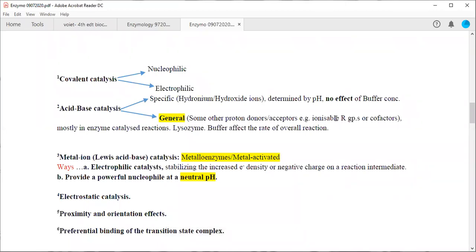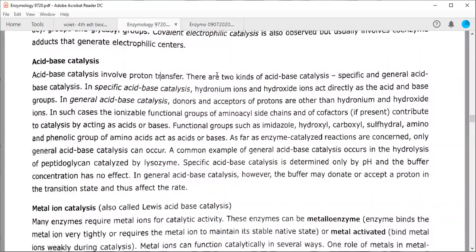These are generally the ionizable R groups or the cofactors within the protein or enzyme, mostly in enzyme catalyzed reactions. But buffer concentration is going to affect the rate of reaction in general acid-base catalysis. Okay, so this is the basic difference. This is all written in your Pathfinder also. If you look into this, there are two kinds of acid-base catalysis, one is specific, one is general.